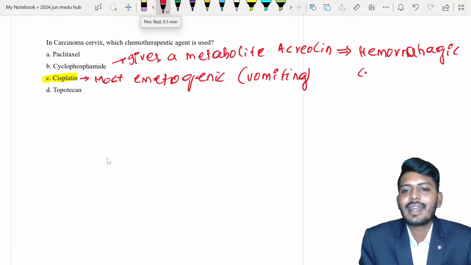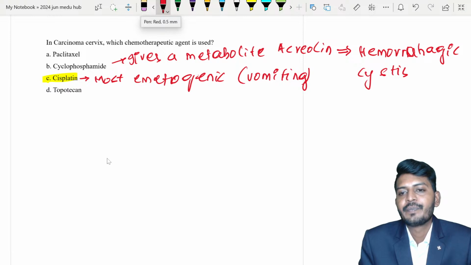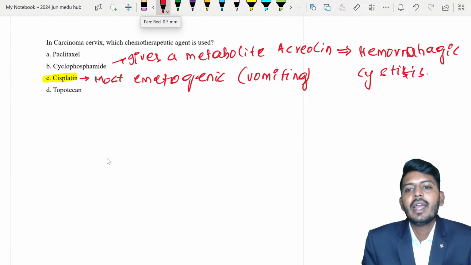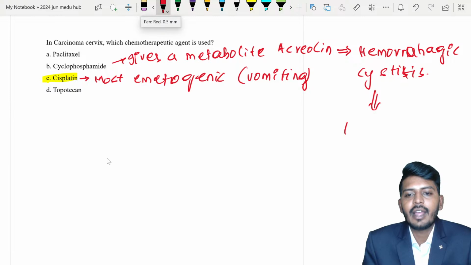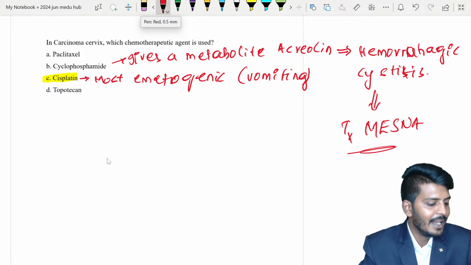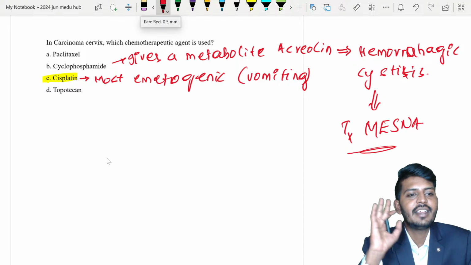Hemorrhagic cystitis. It will cause a hemorrhagic cystitis. So, when we are talking about cystitis, what is the treatment for the hemorrhagic cystitis? Everyone remember, mesna. What is that, sir? Mesna. So the answer is mesna.